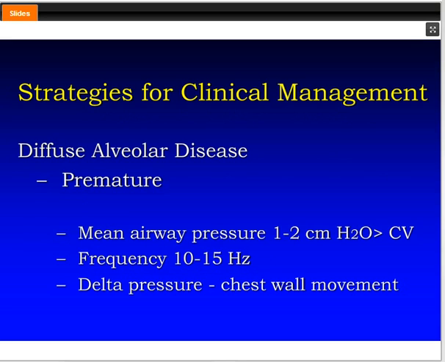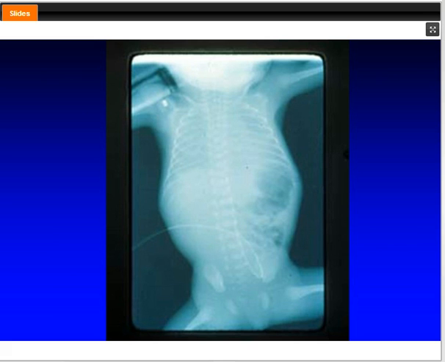When you have diffuse alveolar disease in your preterm infant, we would use a mean airway pressure that's 1 to 2 higher than on the conventional ventilator. If you're switching from a conventional ventilator, frequency is 10 to 15 hertz, because if you have just RDS, hyaline membrane disease, you can use very fast frequencies in the preterm infant, and a delta pressure that gives you some chest wall movement. And this is a baby with severe RDS.